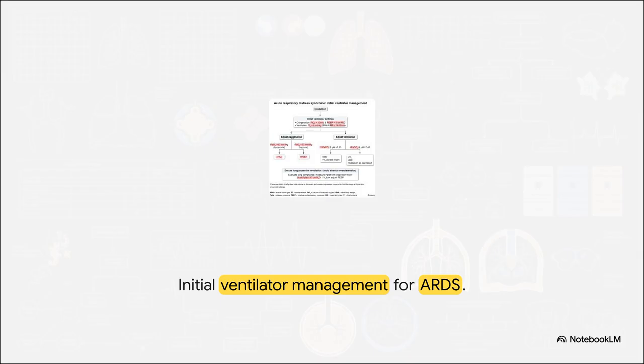How do we do that? By setting a strict, low tidal volume, exactly 6 milliliters per kilogram of ideal body weight. On top of that, you have to continuously measure that plateau pressure with an inspiratory hold and make sure it stays under 30 centimeters of water. If their oxygenation is still poor, don't just blindly crank up the fraction of inspired oxygen. Instead, you increase the PEEP, the positive end expiratory pressure, to recruit those collapsed alveoli and pop them open.